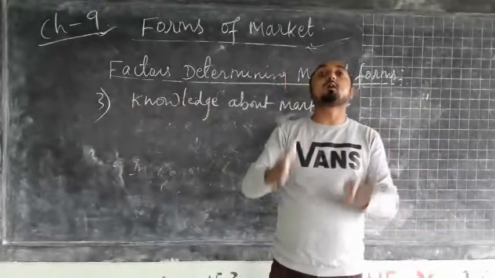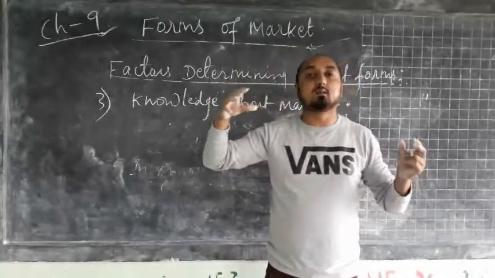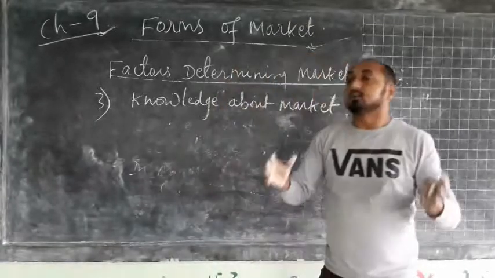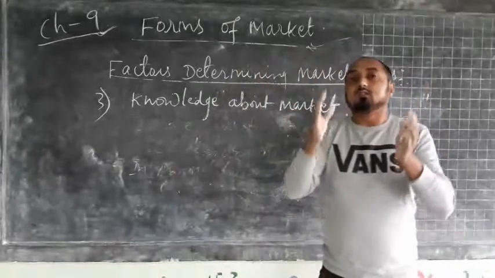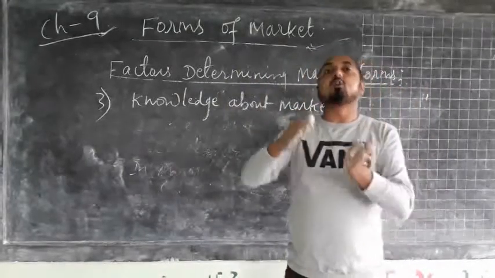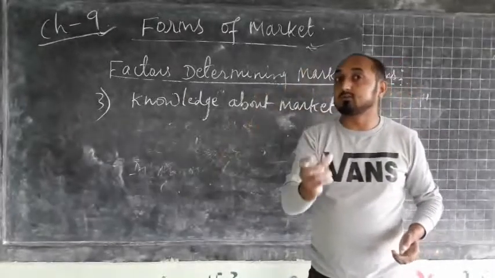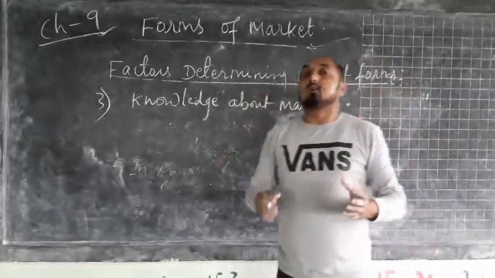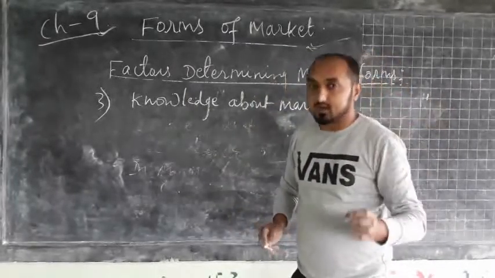So if they are aware about the price and the quality of the product available in the market, then we can say that the consumers or the buyers have more knowledge. And if the consumers or the buyers have more knowledge about the prevailing price as well as the quality of the product, then we can say that we are talking about a perfectly competitive market.